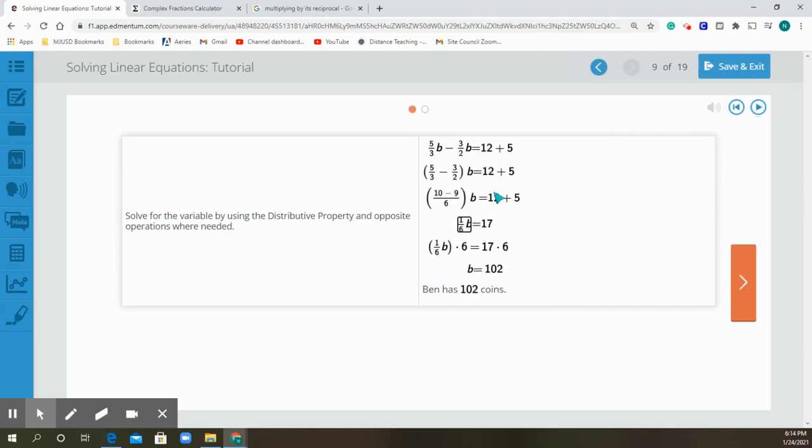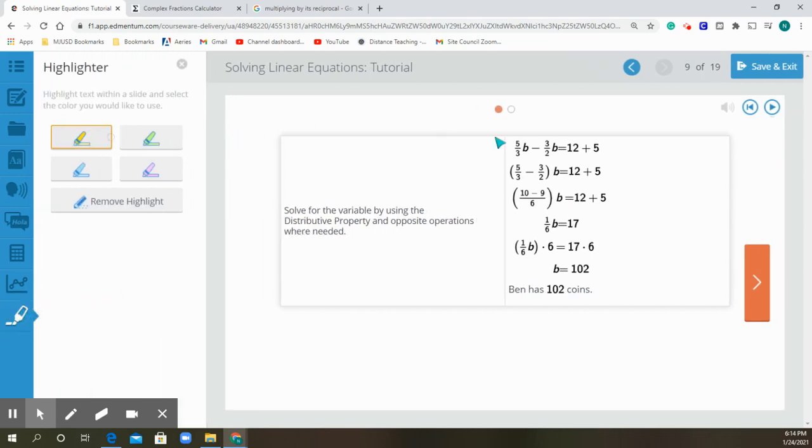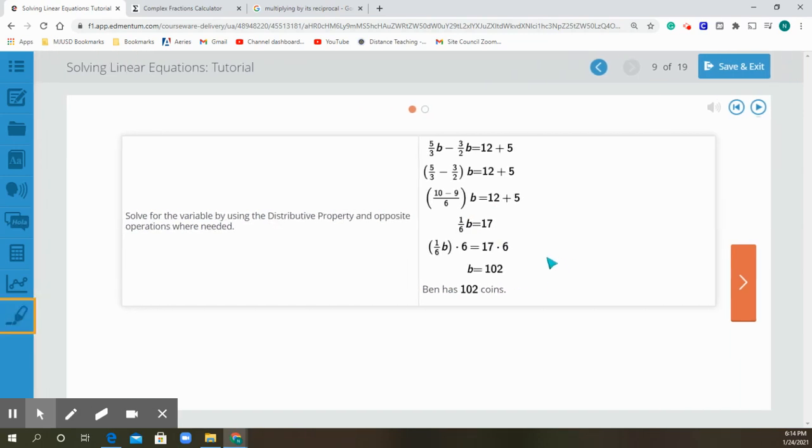They have 12 plus 5 equals 17. I'd like to highlight that. I can't seem to highlight that. That's unfortunate. Yeah, it won't let me highlight it. That would sure be nice.